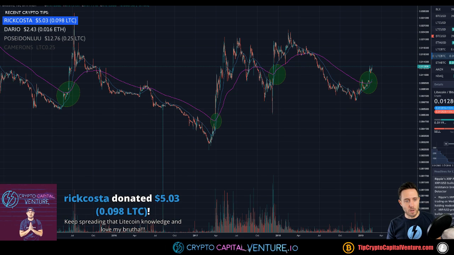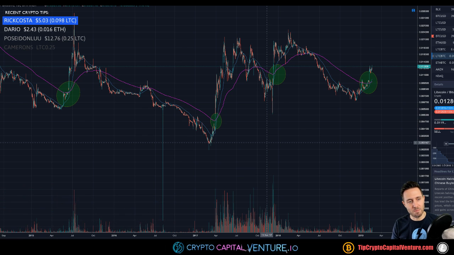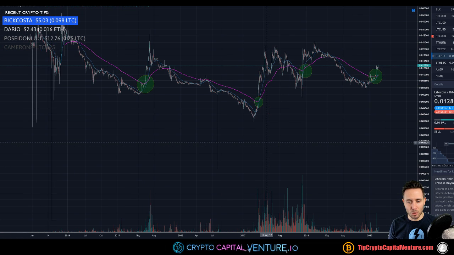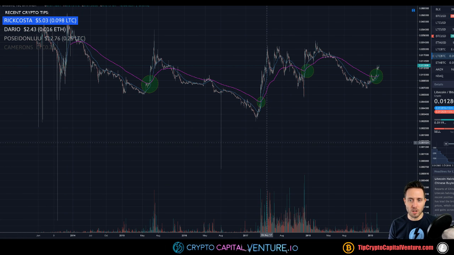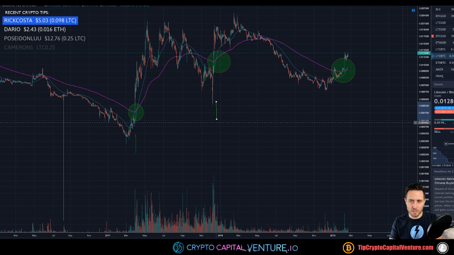LTC BTC pair, we continue to watch. This is a Litecoin video, right? So it's very nice to see the LTC BTC pair doing well. Look at every other cross we've had, the 50 EMA above the 200 EMA. Here's one back in June 2015, one in March 2017, and one in December 2017. You can see every move was a success for Litecoin in terms of gains.